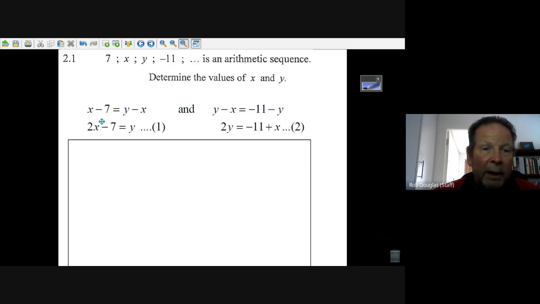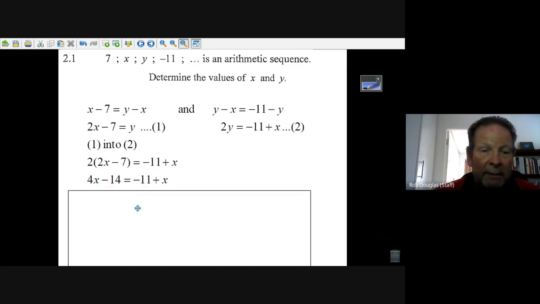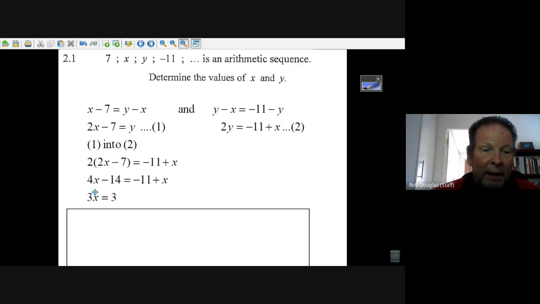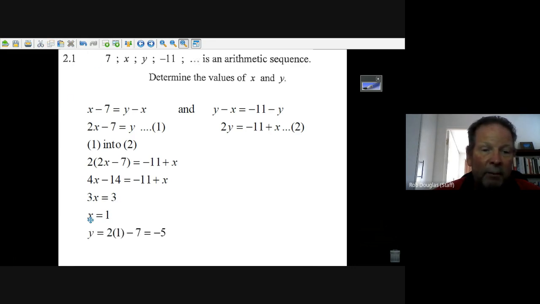Well, if we just add x to both sides, we get an equation in y. y equals 2x minus 7. Now this question, if we can clean it up, we add 2y, we add x. Now we've got 2y equals minus 11 plus x, but we know what y is. We can substitute 2x minus 7 in for y, and then solve this equation. 4x minus 14, take away x, we get 3x, and then we add 14 is 3. So hey, we get x equals 1. And that's what we were trying to do.